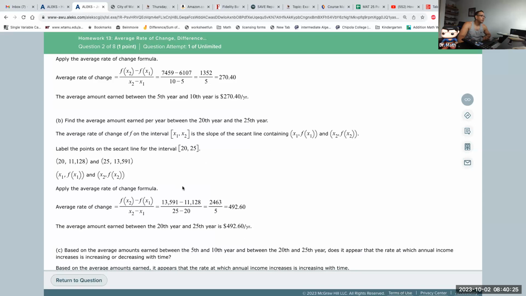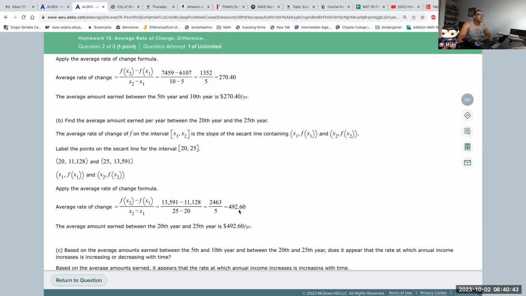Where's B at? Right here. Like we said, the 13,000, boom, minus the 11,000, and then 25 minus 20. So it's always y2 minus y1, and then x2 minus x1. And then you go ahead and subtract, and then divide your final outcome here.